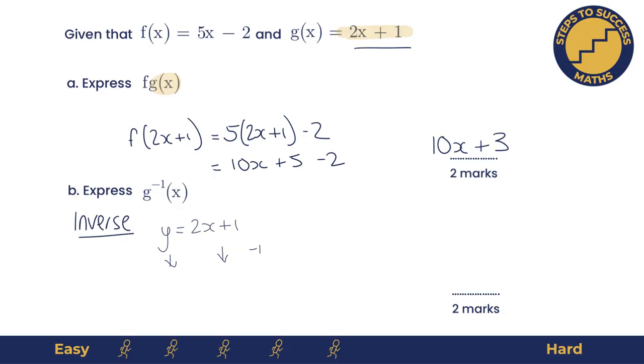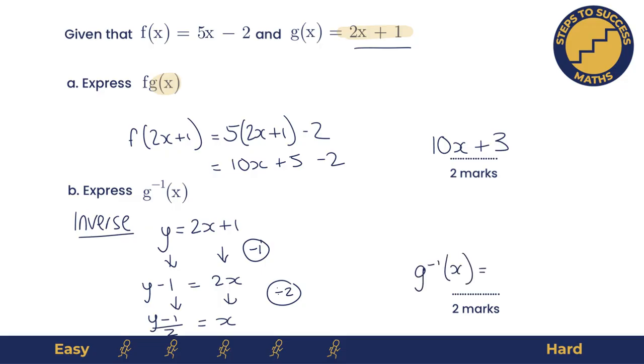So we start by moving the plus 1. So take 1 from both sides. y take away 1 is equal to 2x. And then we need x on its own, so we can divide by 2. y minus 1 over 2 is equal to x. And then you need to write your answer in the correct way. So you write the inverse of g of x, g to the negative 1 of x is equal to, but instead of writing y, you're going to write x. So instead of y minus 1 over 2, you're going to write x minus 1 over 2.